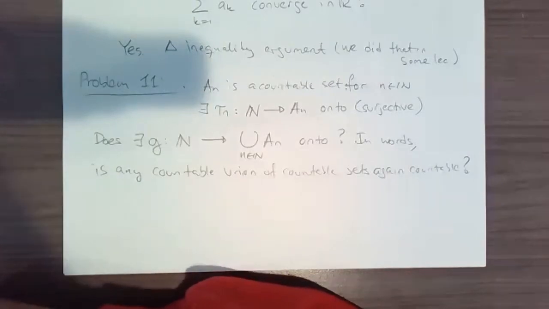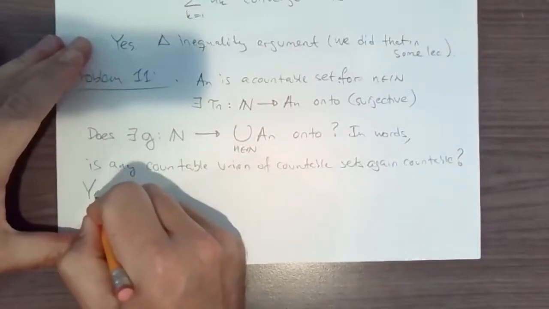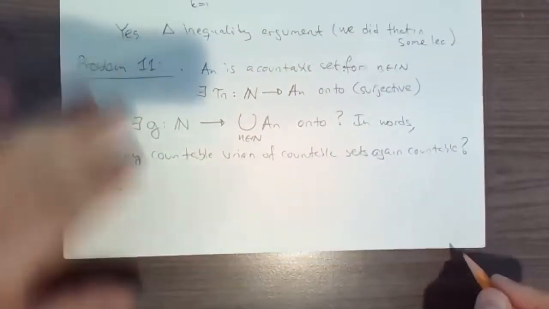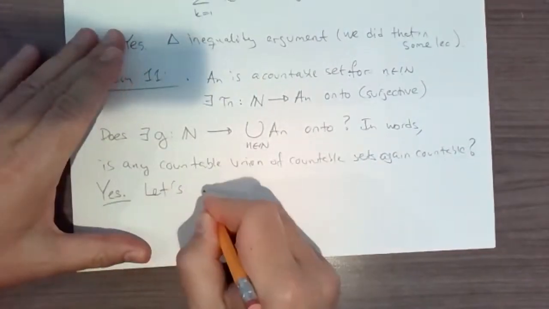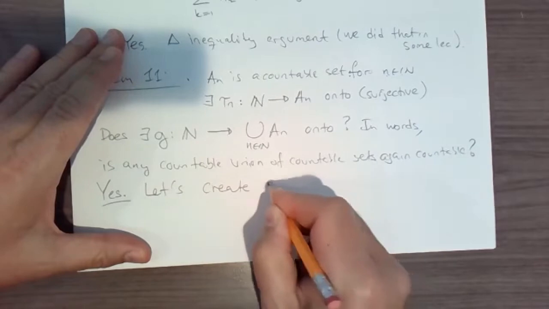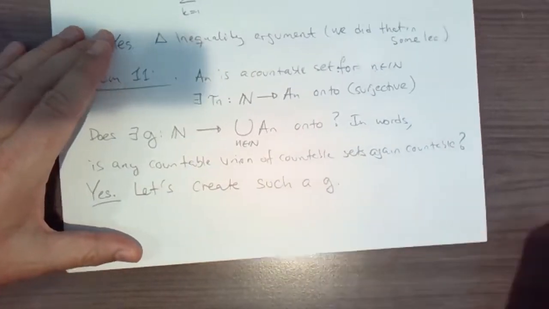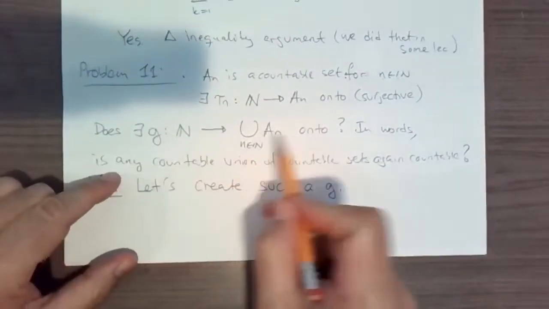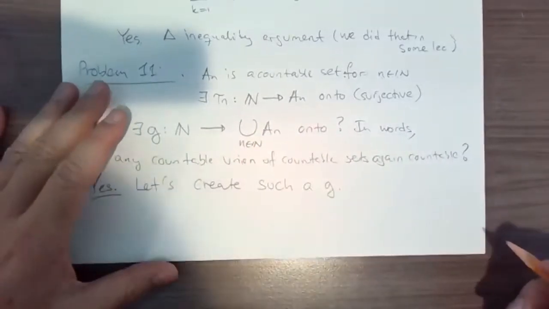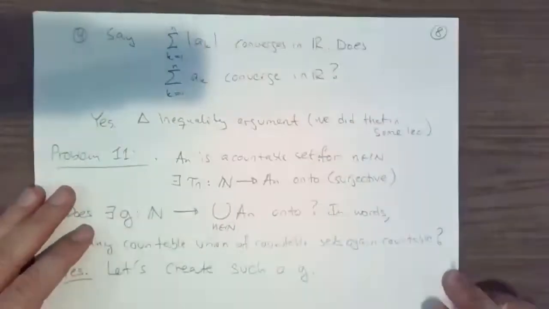Brian says yes, and this is correct. Okay, so then we have to create it. So let's create such a G. G's domain is N, its codomain is this union, and it has to be onto. So the way that I propose to do it in the solution, I'm not saying this is the only way to solve this problem at all. I'm saying this is just one way to do it.